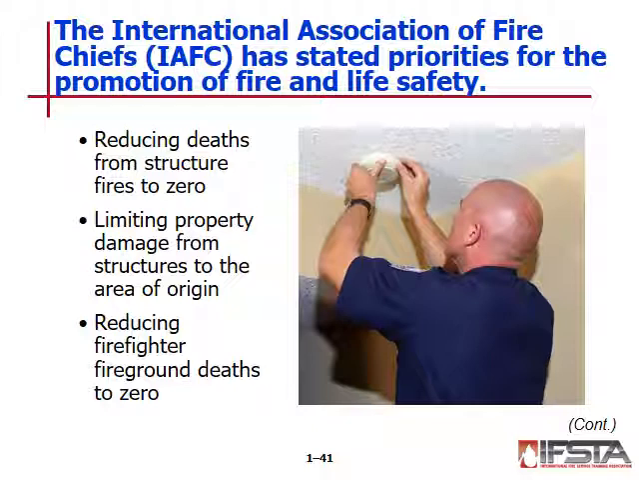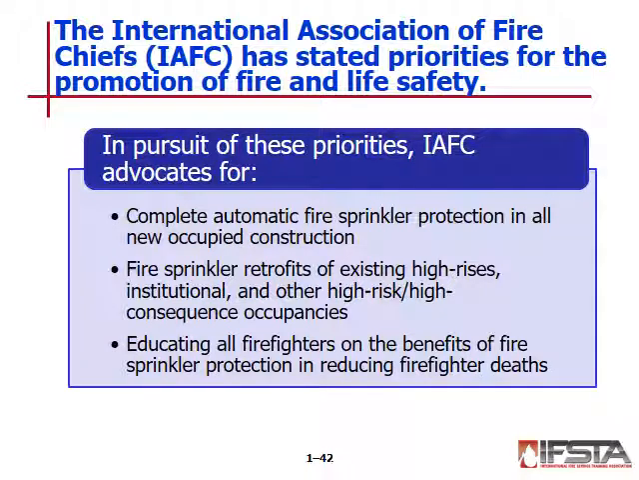The Fire and Life Safety section of the International Association of Fire Chiefs has stated priorities for the promotion of fire and life safety. These priorities include reducing death from structure fires to zero and limiting property damage from structures to the area of origin, as well as reducing firefighters' fireground deaths to zero. In pursuit of these priorities, the IAFC advocates complete automatic fire sprinkler protection in all new occupied construction, including 1- and 2-family dwellings. The association also advocates fire sprinkler retrofits of existing high-rises, institutional, and other high-risk, high-consequence occupancies. In addition, the IAFC recommends educating all firefighters on the benefits of fire sprinkler protection and reducing firefighter deaths.